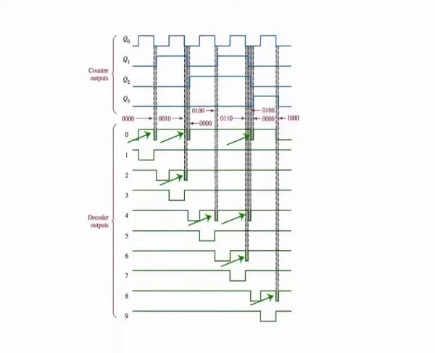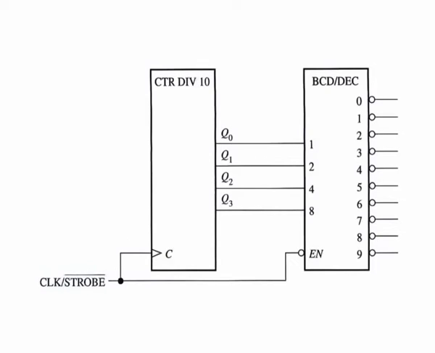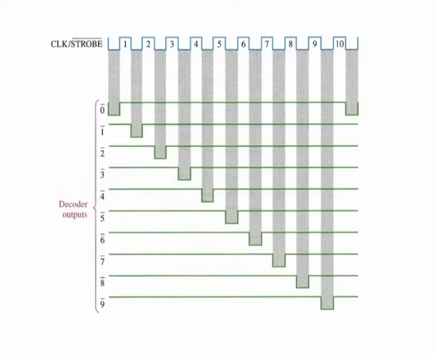One way to eliminate the glitches is to enable the decoded outputs at a time after the glitches have had time to disappear. This method is known as strobing and can be accomplished, in the case of an active high clock, by using the low level of the clock to enable the decoder, as shown in this figure. The resulting improved timing diagram is shown here.